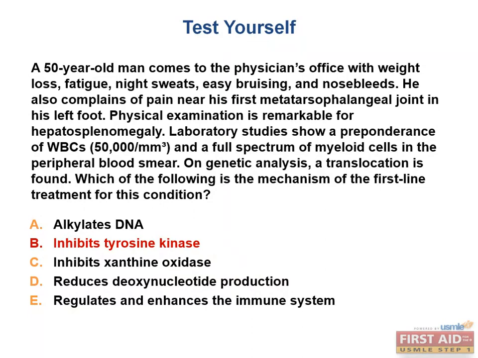Now what we need to do is remember that the Philadelphia chromosome is involved in CML. We know that the Philadelphia chromosome produces the BCR-ABL translocation, and that results in an overexpression of a tyrosine kinase. The treatment for this is imatinib, which is a tyrosine kinase inhibitor. The writer was trying to trick you into adding xanthine oxidase inhibitors, aka allopurinol, in the answer choice because you know that this is used to fight the gout that the patient does have.